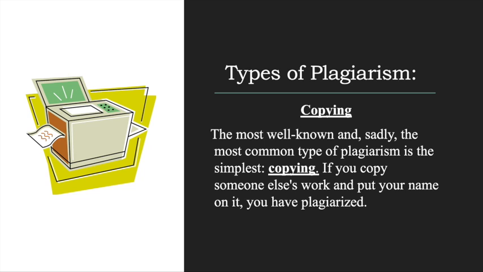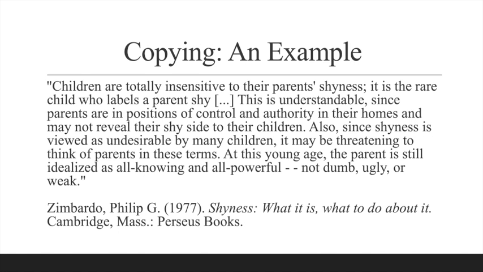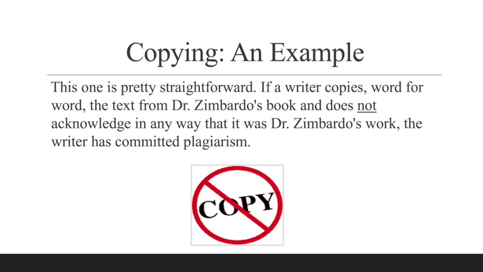So let's take a look at some of the types of plagiarism. The first one we want to look at, which is typically the most well-known and sadly one of the most common types of plagiarism, is simply copying. If you copy someone else's work and put your name on it, you've plagiarized. For example, if you took this paragraph, which was taken from the book Shyness, What It Is, What to Do About It, and you simply plopped it into your paper without correctly citing it, it means that you've committed plagiarism. So copying is pretty straightforward.